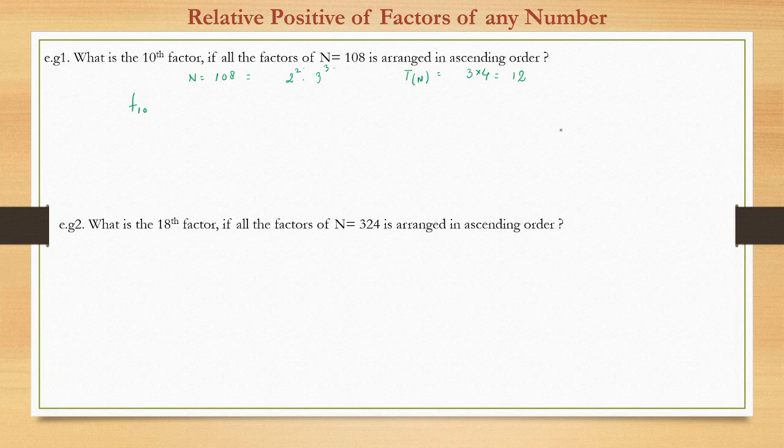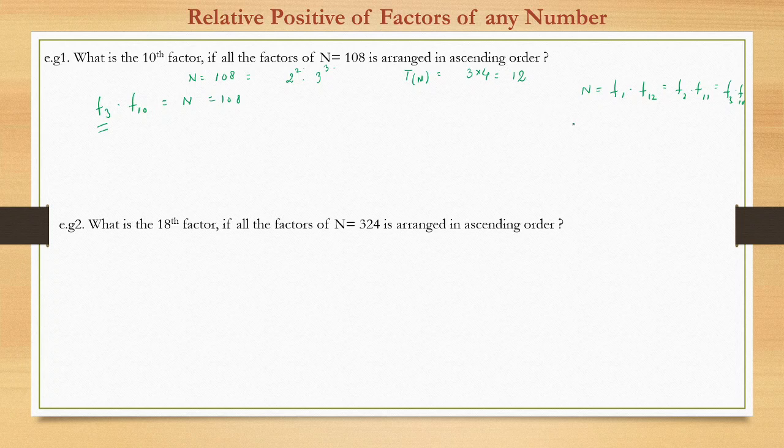So we know we have to find f10, and by the respective position we know f1 into f12 would be the same as f2 into f11, the same as f3 into f10, which is the same as the number itself. So f3 into f10 would be n, which is 108. So if we know the third factor, we can get the 10th factor. The third factor we can manually calculate.